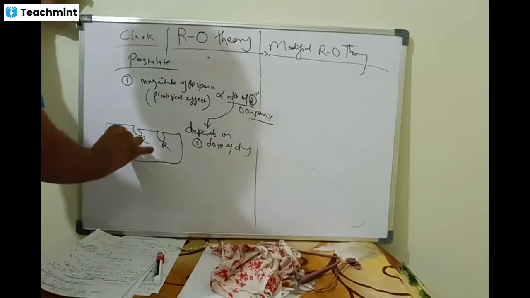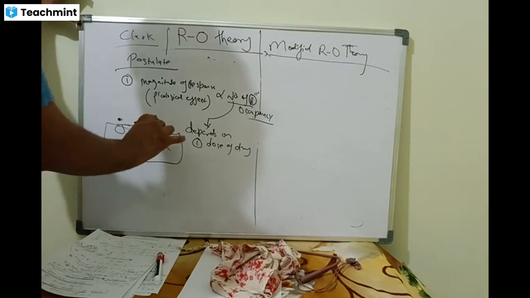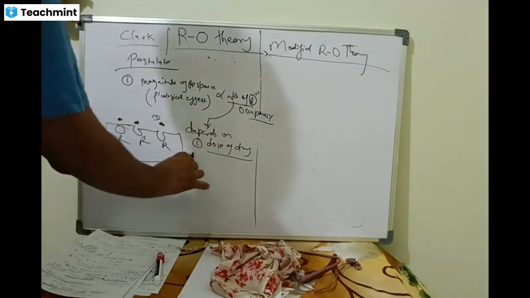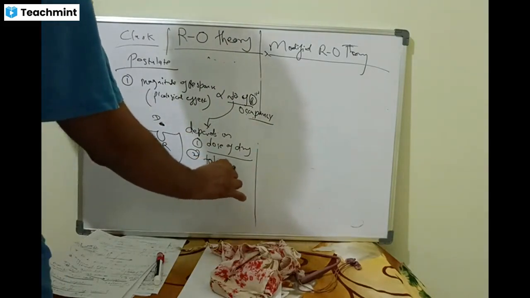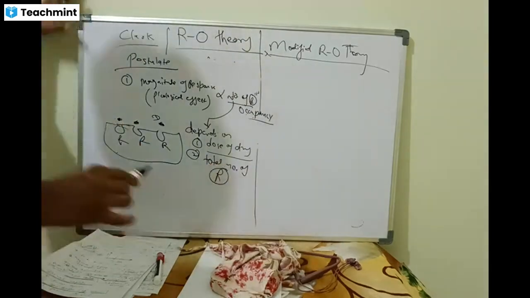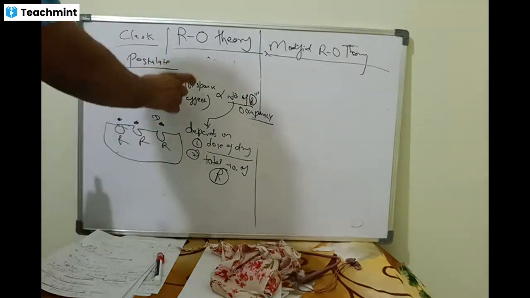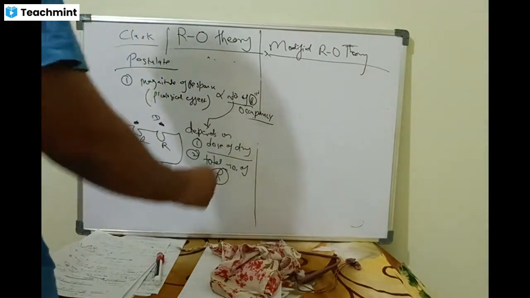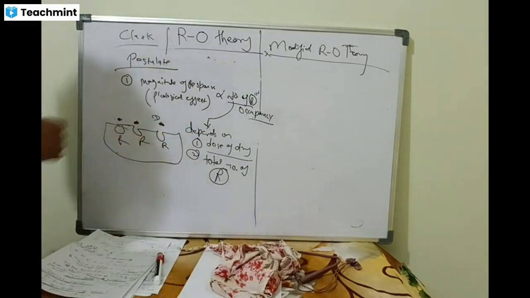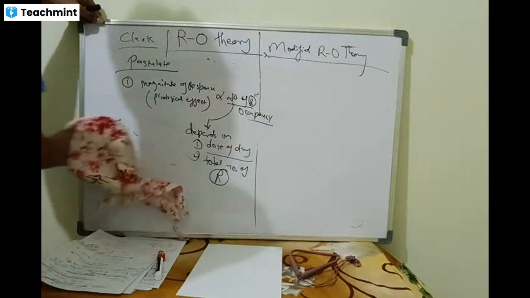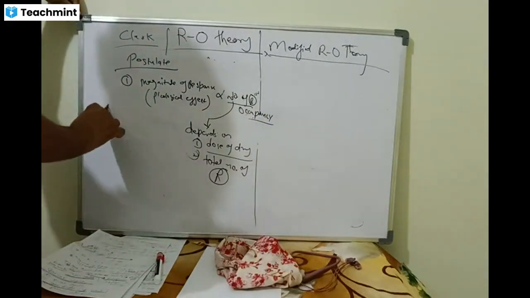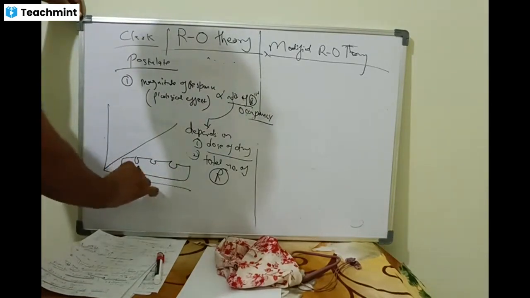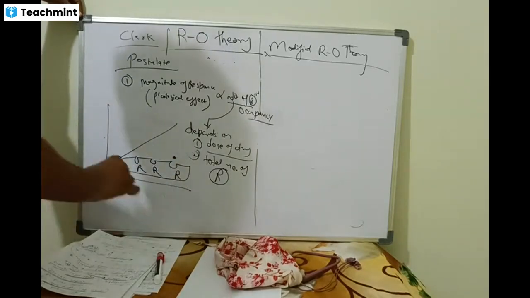These are receptors and this is the dose of the drug. So the number of receptors occupied depends on the dose of the drug and, number two, the total number of receptors. So magnitude of response is directly proportional to the number of receptors occupied, and that depends on the dose of the drug and the total number of receptors. And this gives a linear curve.